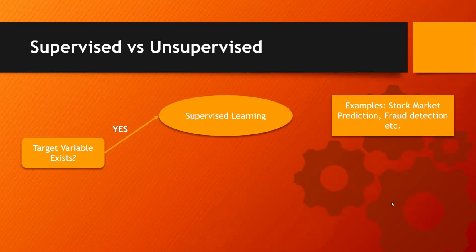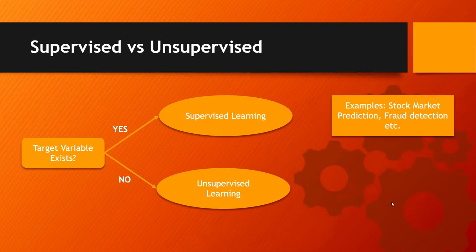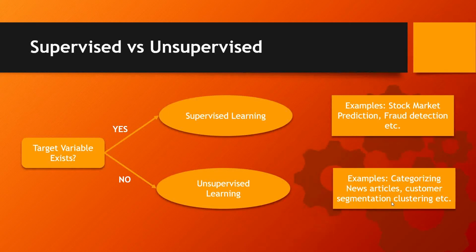In these examples, you will observe that you know what you're targeting for, right? You will know what the target variable is, and it exists and is given to you when you are building the model. The second kind of learning is when the target variable is not determined or does not exist. That is called unsupervised learning, or learning without supervision.